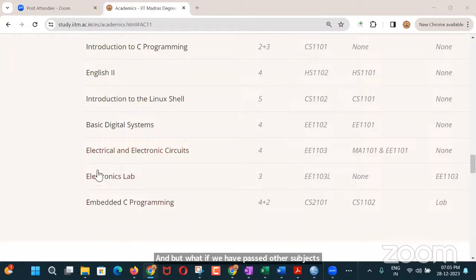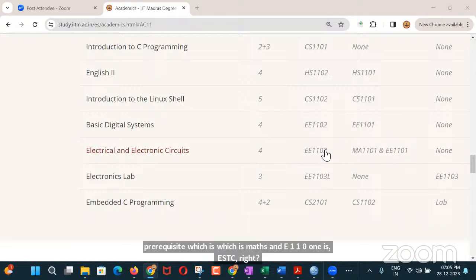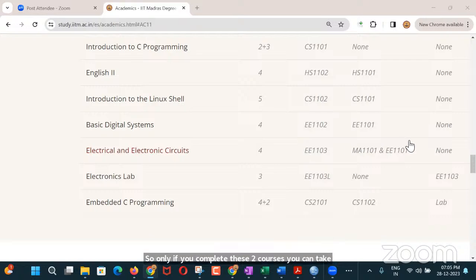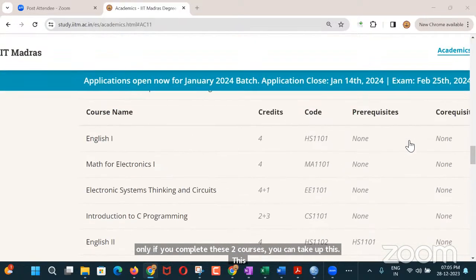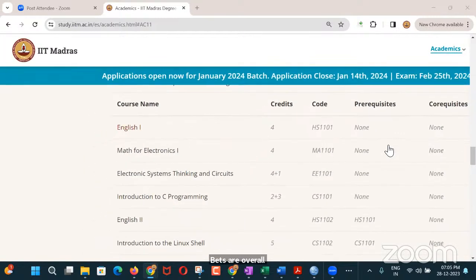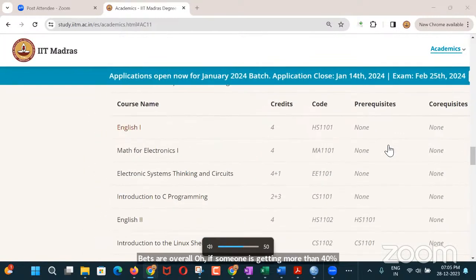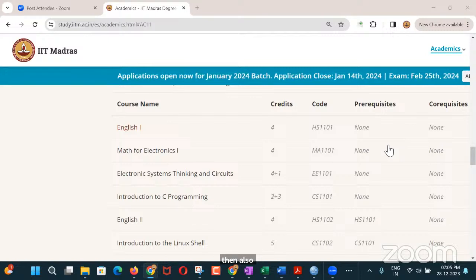See, that's quite clear. For electrical and electronic circuits, there are two prerequisite courses, which are maths and EE1101, which is ESTC, right? So only if you complete these 2 courses, you can take up this. But sir, overall, if someone is getting more than 40%, then also? Then same, the prerequisite is the first level criteria.